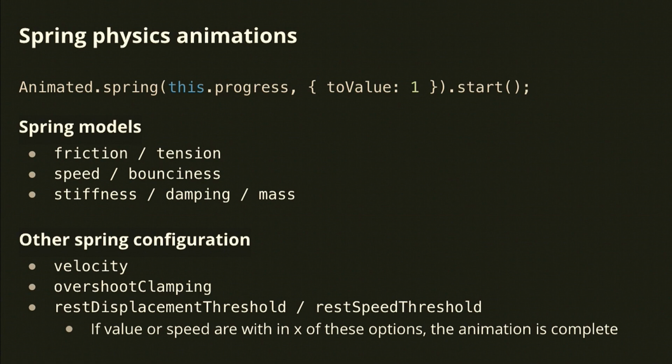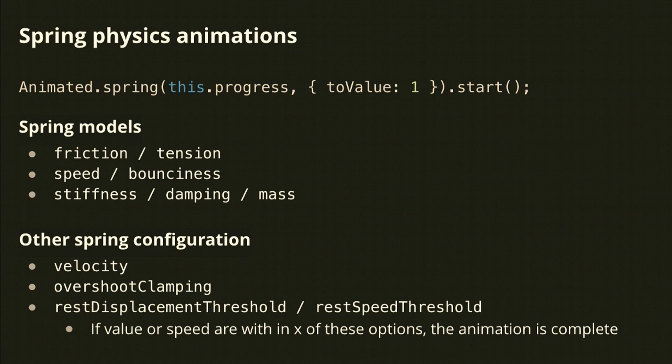There are some other spring configuration options like velocity, which, I don't know how to explain exactly. Overshoot clamping is a really useful one. So the way a spring works, if you think of pulling a spring and then releasing it, it's going to go in and then bounce out. And maybe it'll go beyond the natural settled width of it. If you have a spring and it's coiled up, it's going to be a certain length, but when it bounces, it'll exceed that length.